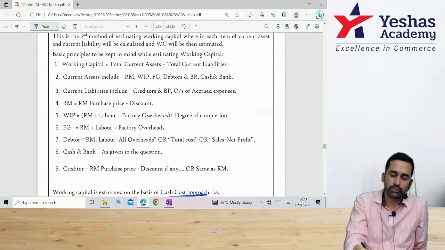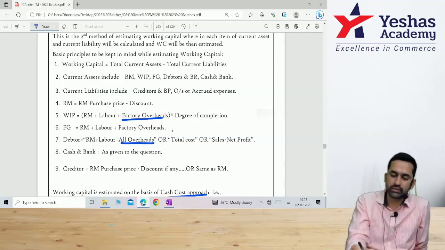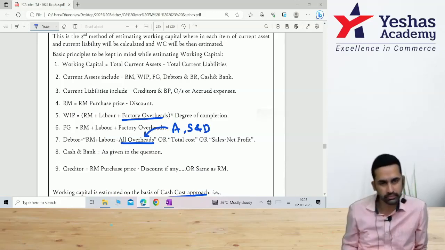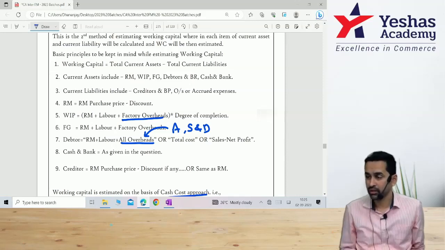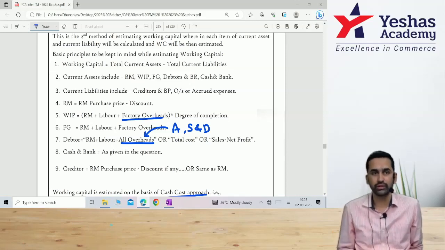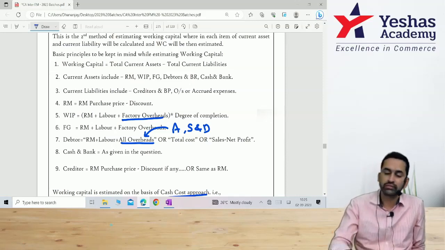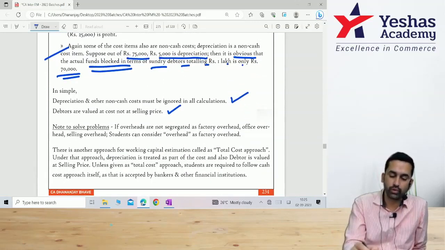Now, sir, one doubt. For WIP, you said factory overhead. Debtor, you said all overhead, which means if there is admin, selling, distribution, etc., that will all come here. In the question also, they should give me this breakup: how much is factory, how much is office, how much is selling overhead. If they don't give, I've given a note for you.